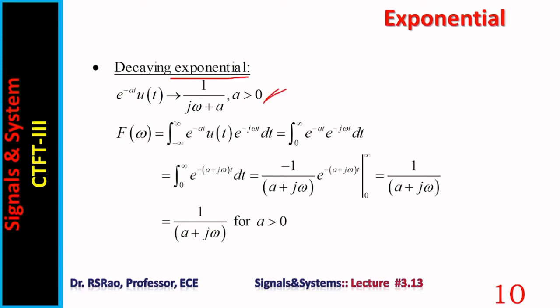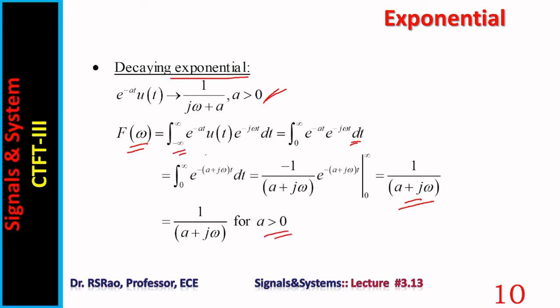This can be proved by considering the Fourier transform defining relation. F of omega is the integral from minus infinity to plus infinity of e power minus at u of t e power minus j omega t dt. It is equal to the integral from 0 to infinity of e power minus at e power minus j omega t dt. Now performing integration and substitution of the limits leads to F of omega being equal to 1 by a plus j omega. The answer is: Fourier transform of e power minus at u of t is 1 by a plus j omega for positive values of a.